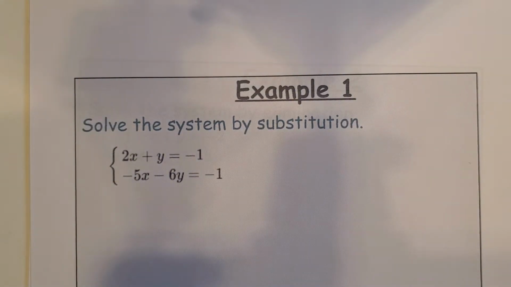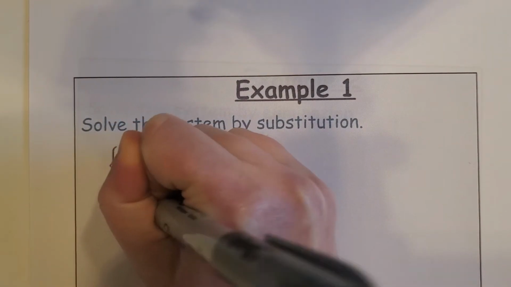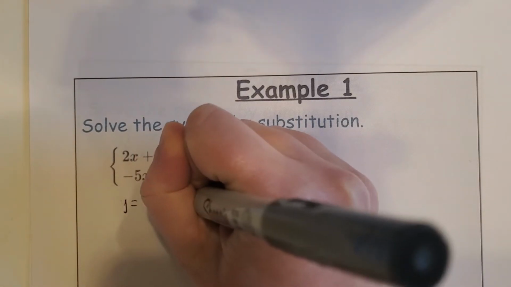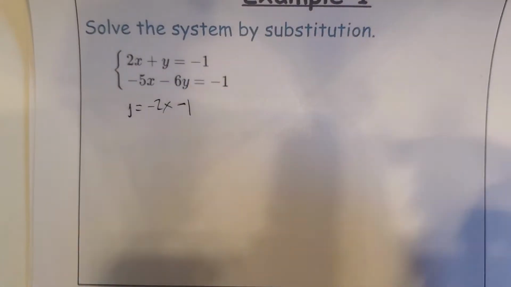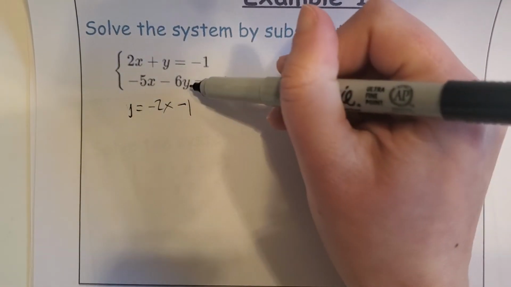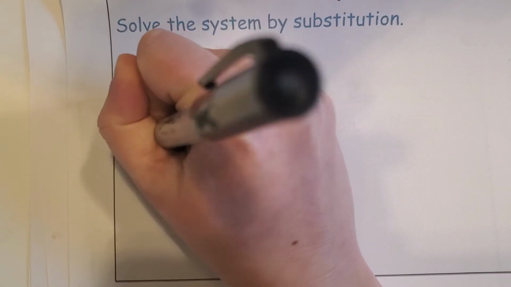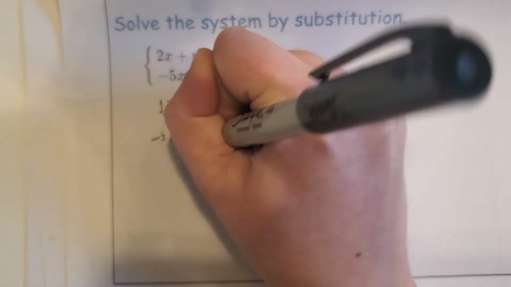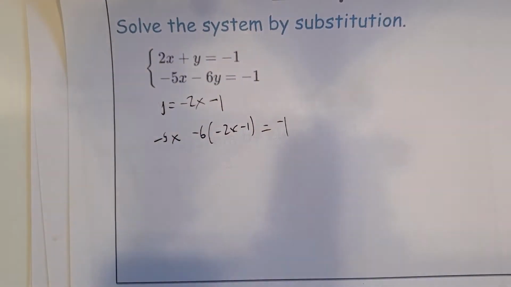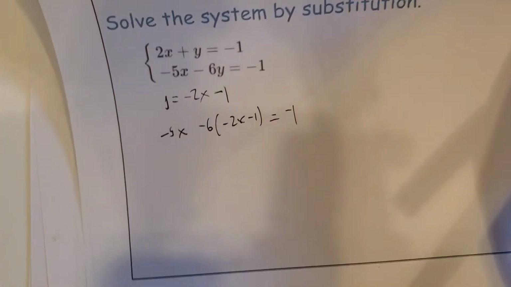So when you do that, you would subtract 2x from both sides and you would get y equals negative 2x minus 1. After that, you're going to want to take this entire negative 2x minus 1 and substitute it into the other equation for y. So negative 5x minus 6 times negative 2x minus 1 equals negative 1. And then you're going to want to solve that for x.